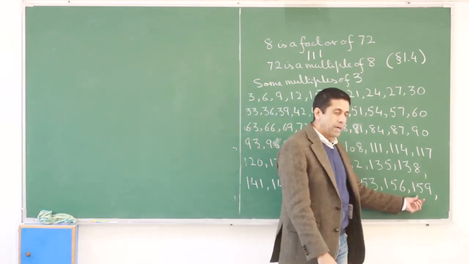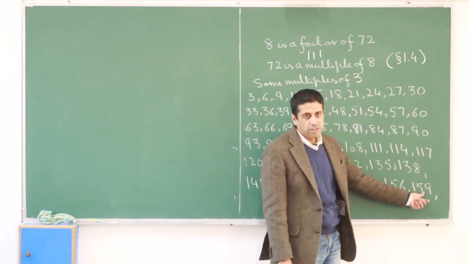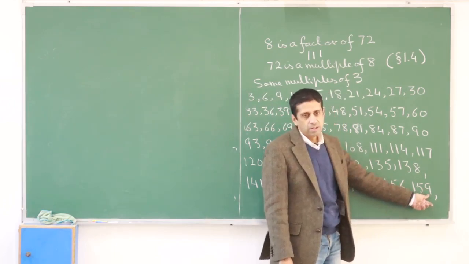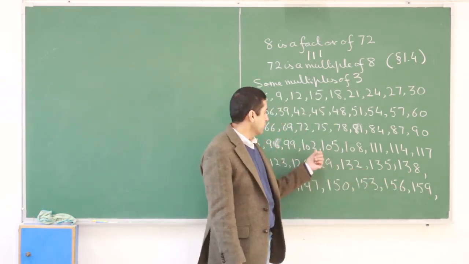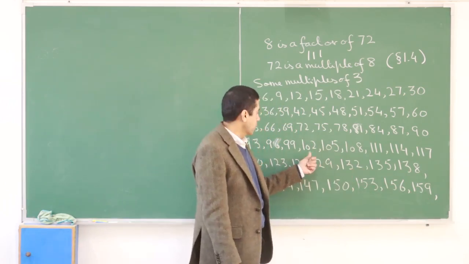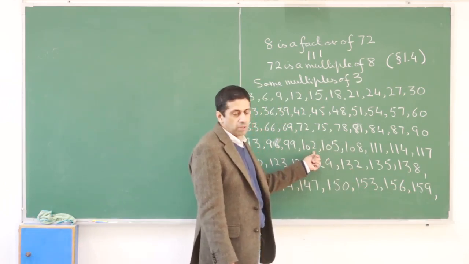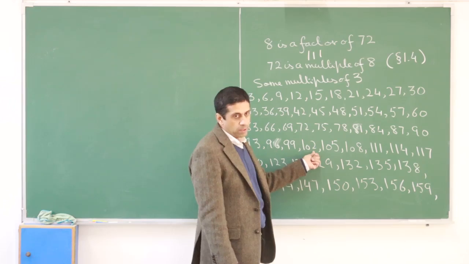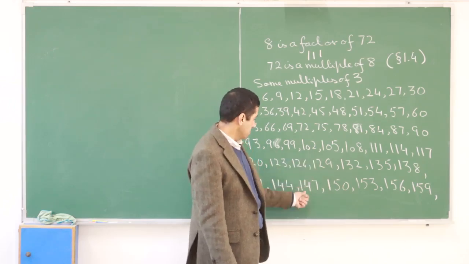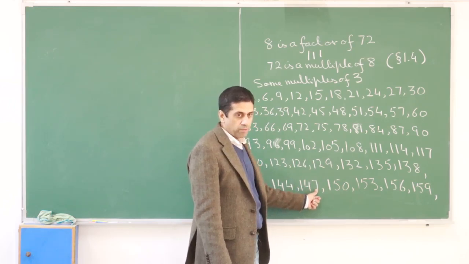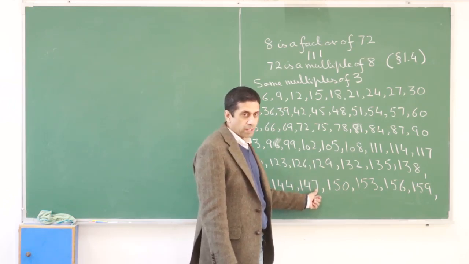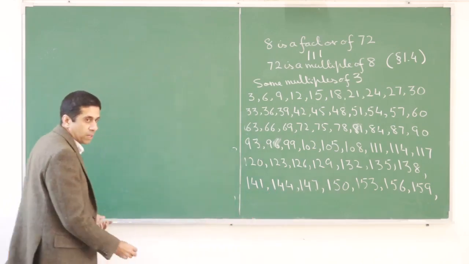159. Add 1 plus 5, 6, plus 9, 15. Is 15 divisible by 3? Yes. Okay, let's try another one. Randomly pick it. Even the 102 or the one that you picked. 1 plus 0, 1, plus 2, 3. Divisible by 3? Yes. Pick another one. 1 plus 4, 5. 5 plus 7, 12. 12 divisible by 3? Yes.